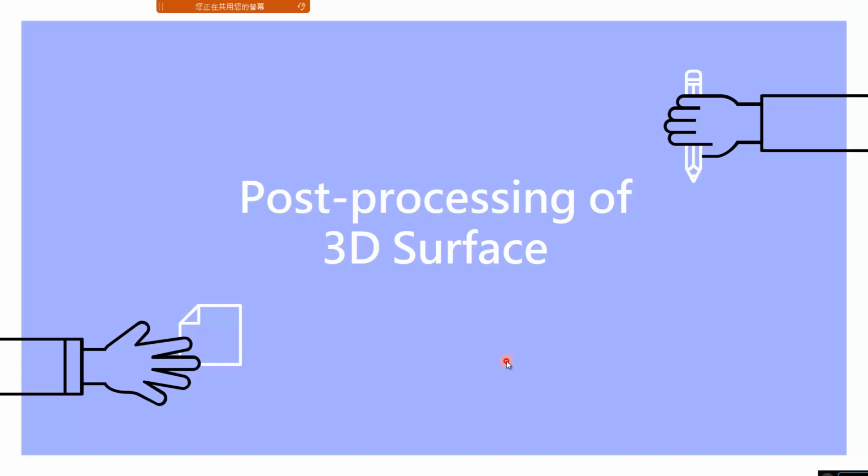So what would be the remaining issues? That would be, can I create a much more beautiful model that is really suitable for 3D printing? Okay, that would be the issue. So for the second part, I'm going to address this issue by using several different post-processing steps right here.